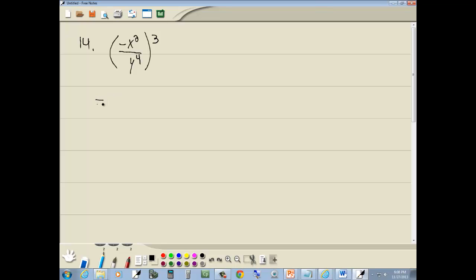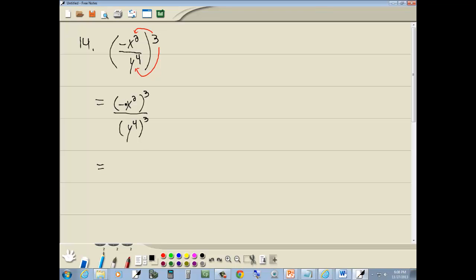Okay, if everything inside of your parentheses is either multiplication or division, and you're raising it to a power, then you can take everything to that power. It's kind of like a distributive property. So I'm going to take the negative x squared to the third power, and I'll take the y to the fourth to the third power. So we're going to have negative x squared to the third power over y fourth to the third power.